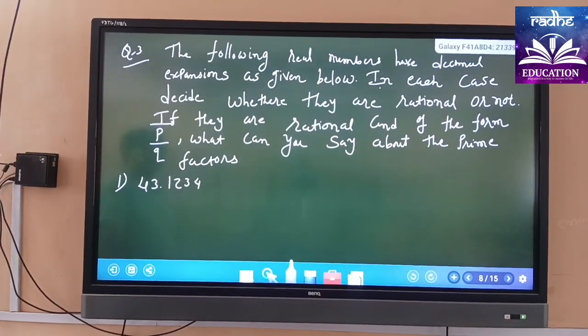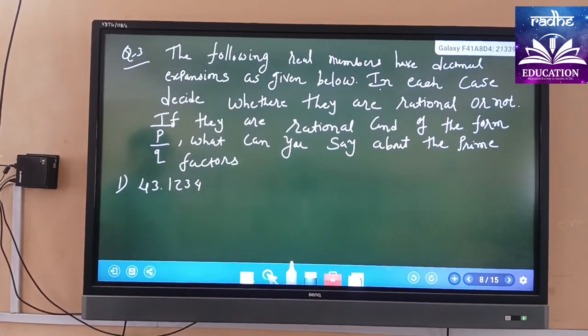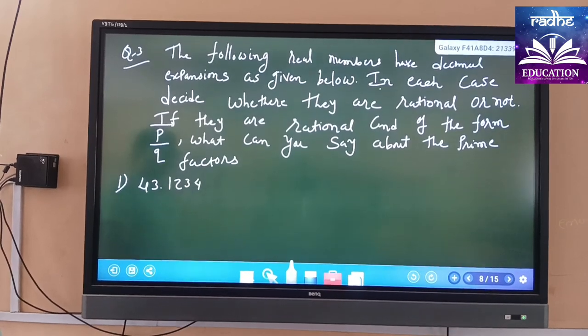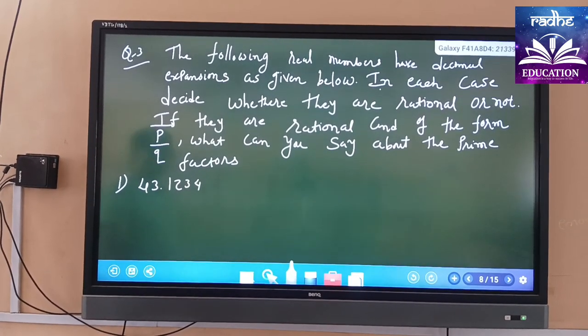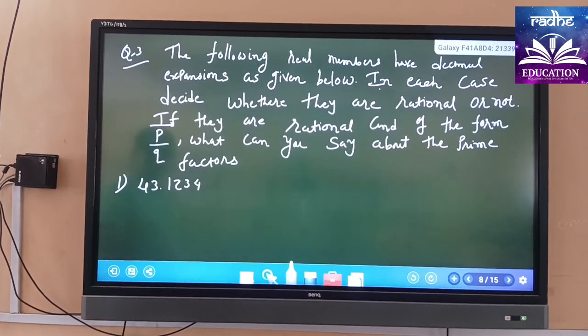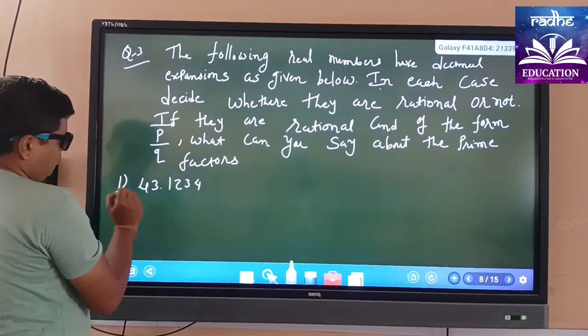The following real numbers have the decimal expansion as given below. In each case, decide whether they are rational or not. If they are rational and of the form p by q, what can you say about the prime factors of q?